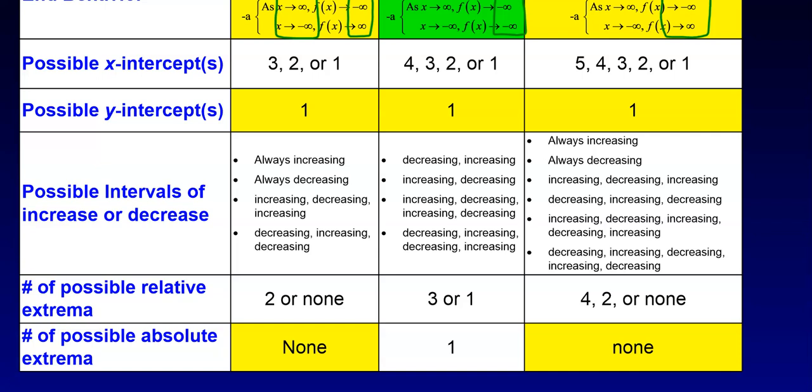I know we've talked about extrema, possible number of extrema. Cubic, it's 2 or none. Quartic, it's 3 or 1. And quintic, it's 4, 2, or none. And then the last one, you'll notice that an odd function like cubic and quintic, there is no absolute max because it continues to go up or down in both directions always. As for the quartic, there is one, either a max or a min.